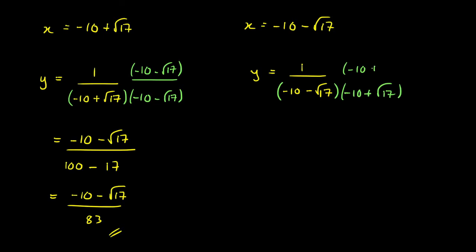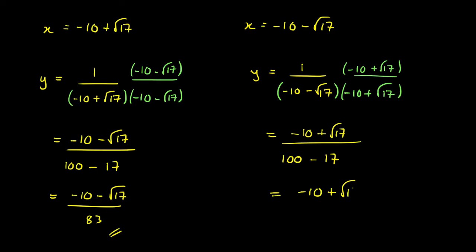Negative 10 plus root 17. Okay, so again, if we multiply that, on the top we get negative 10 plus root 17 divided by negative 10 times negative 10, which is positive 100. Again, the third term is going to cancel off, and we're going to get negative 17. So that will give us negative 10 plus root 17 over 83.